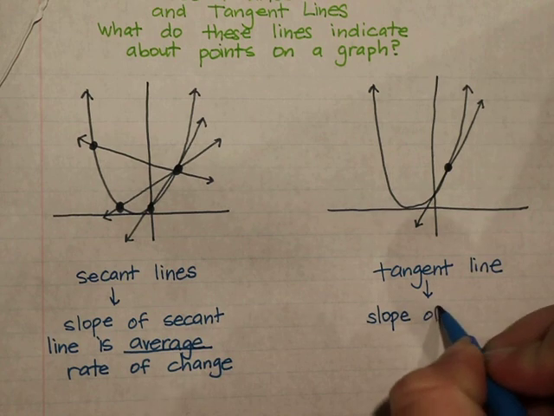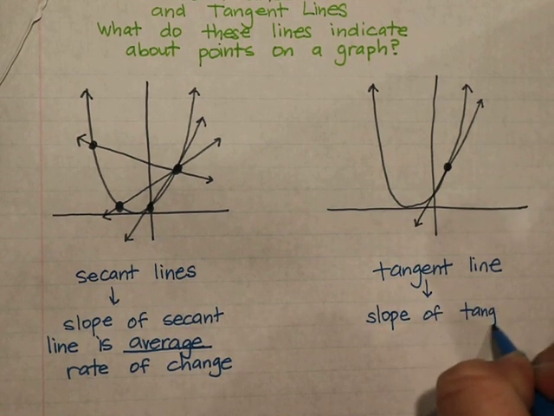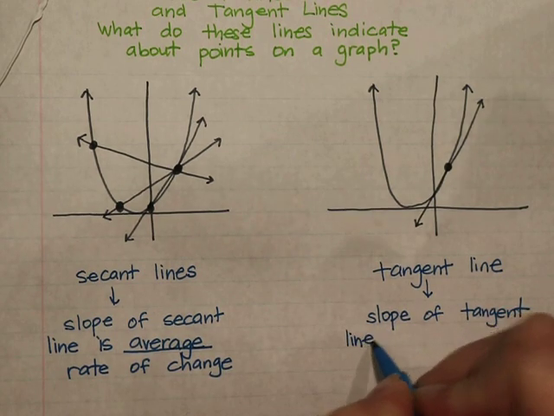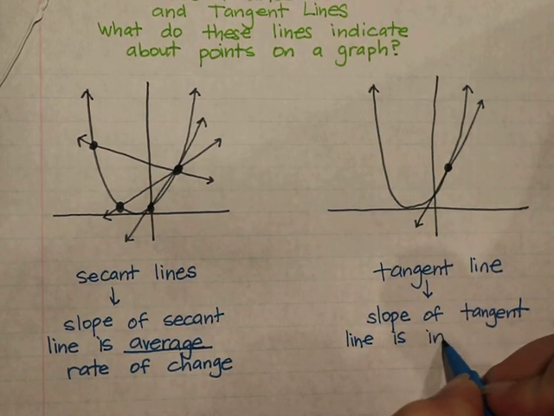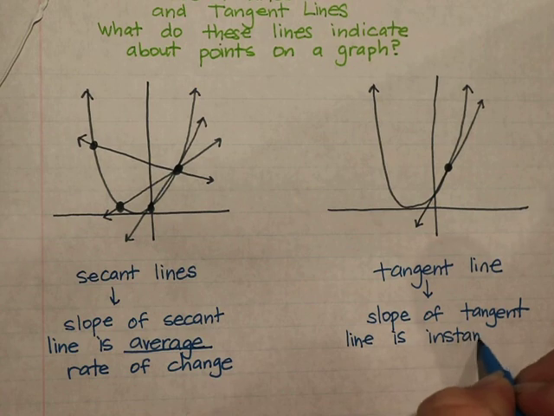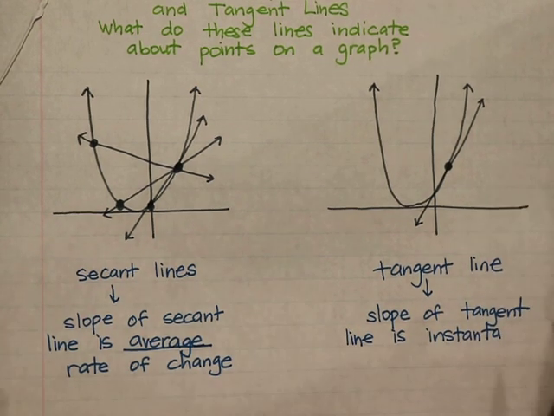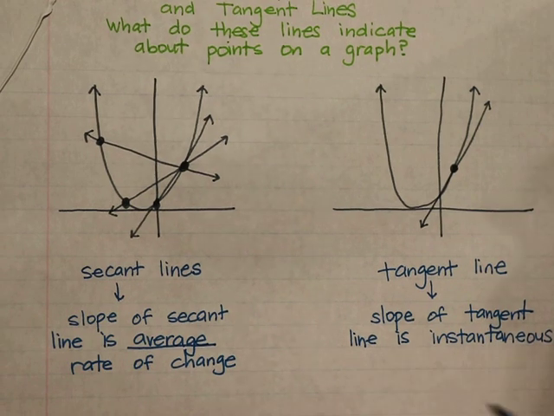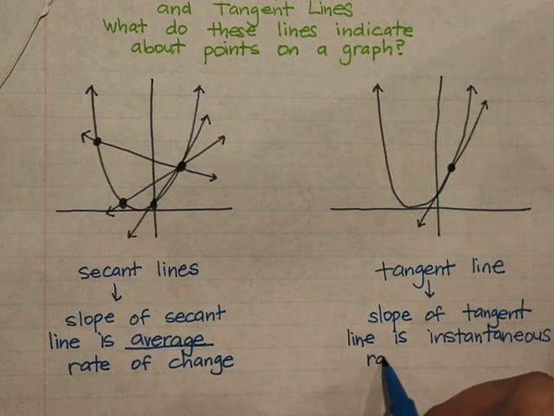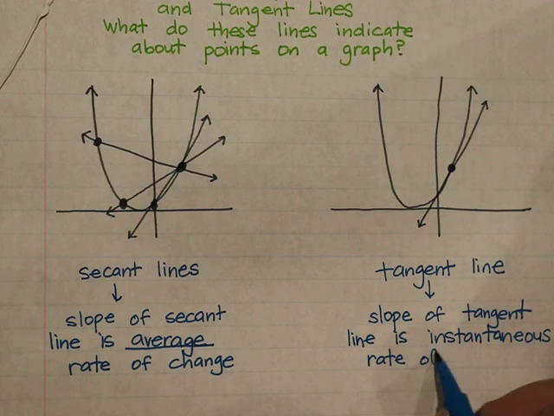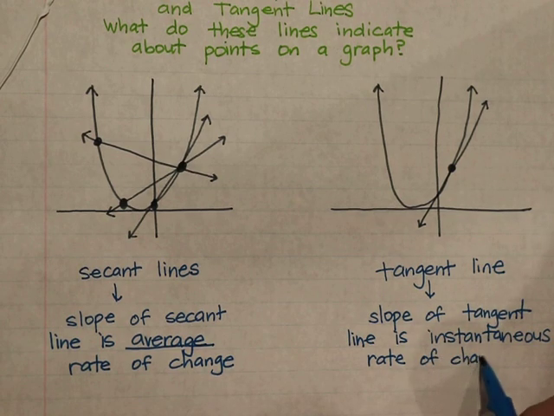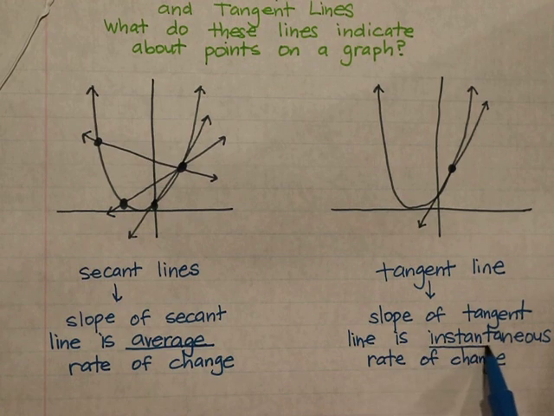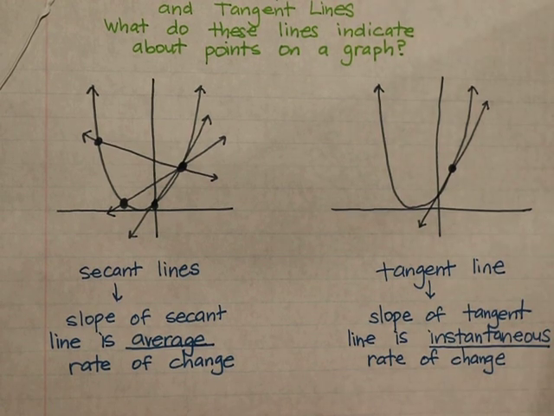But basically, a tangent line, because it hits only at one spot, the slope of our tangent line is called the instantaneous rate of change. It provides a snapshot of the graph at that exact moment.